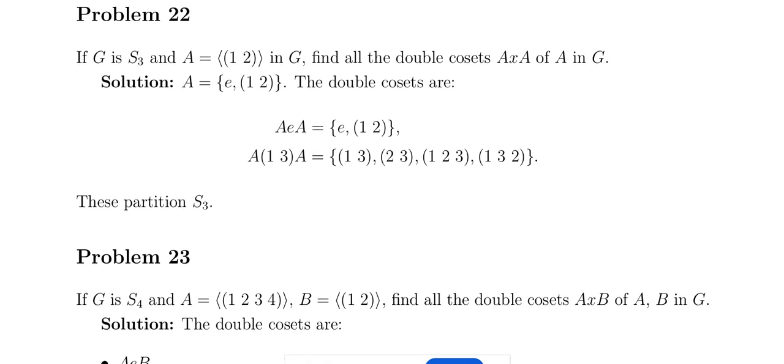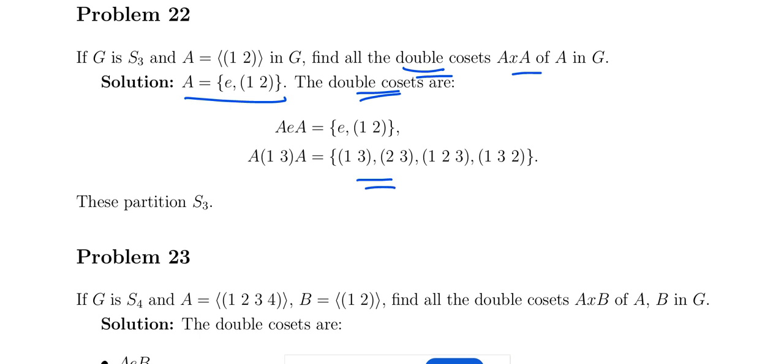So here G is S3 and A is generated by the element (1 2) in G. What are the double cosets AxA of A in G? First of all, what is A? A is generated by (1 2), so that is only the possibility E and (1 2). They ask us to find its double cosets, that is AEA, and we can find out A(13)A. These are partitions of S3.